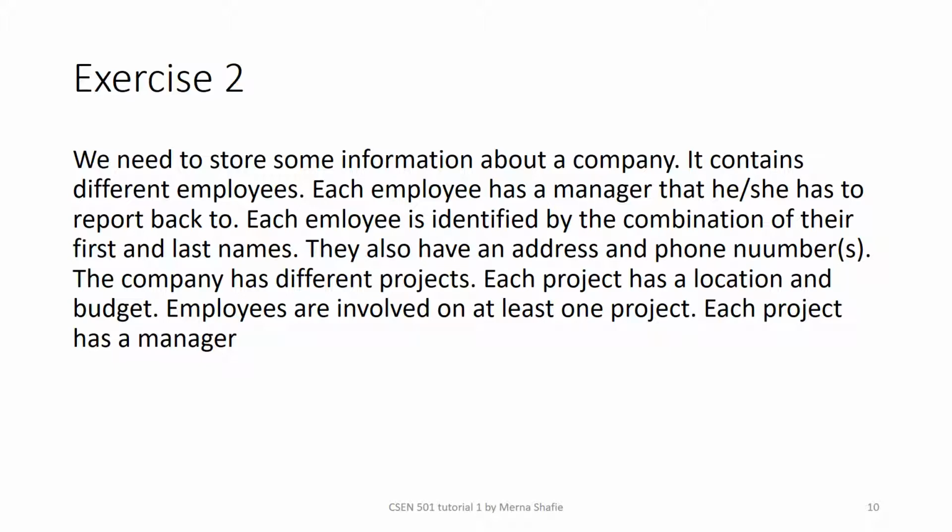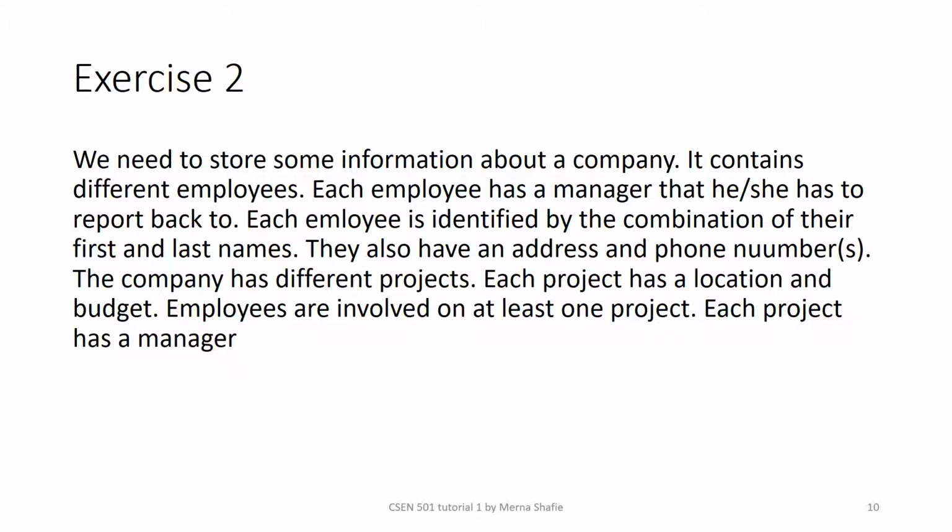It contains different employees. Each employee has a manager that he or she reports back to. Each employee is identified by the combination of their first and last names. They also have an address and phone numbers with one U. The company has different projects. Each project has a location and a budget. Employees are involved on at least one project. Each project has a manager. Okay, let us read it one more time ونحاول نقدر نطلع منهم ايه the attributes that are valid also as well as the entities and the relationships.